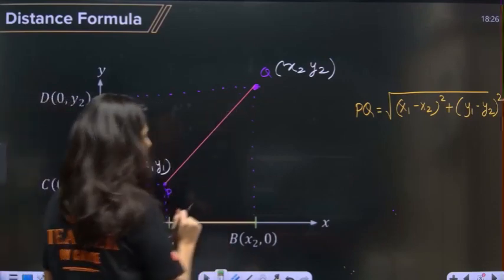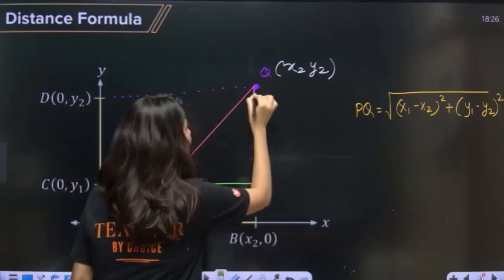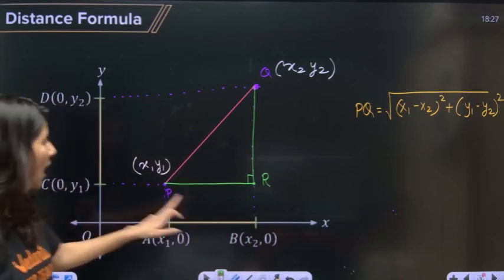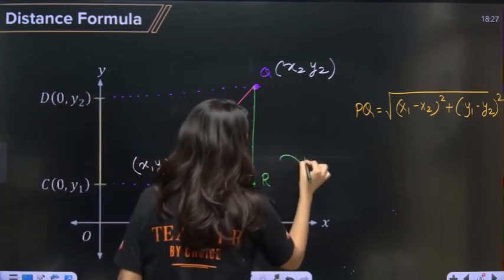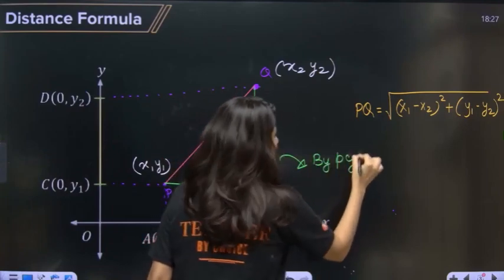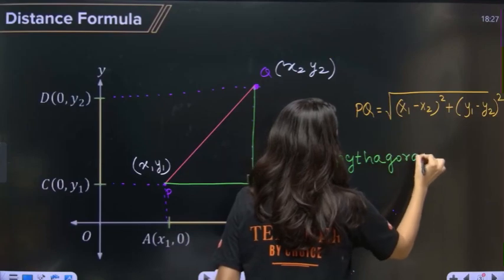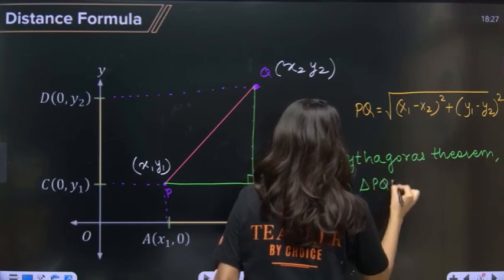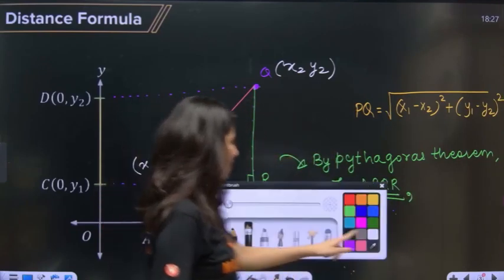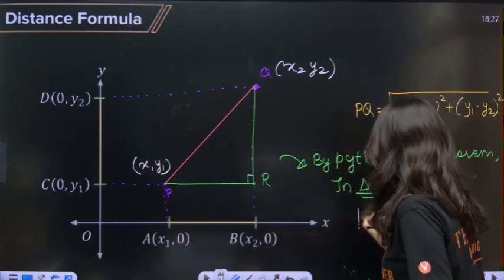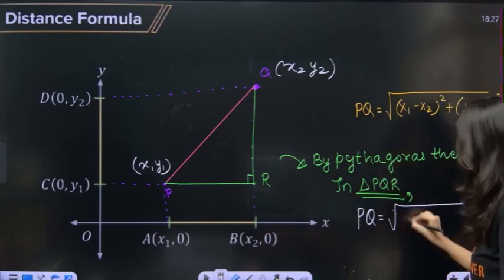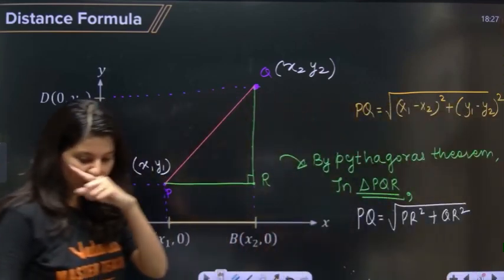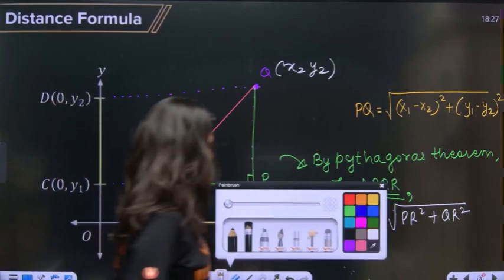So first of all, this is your PQ. Now I am going to draw a right angle triangle, and let me mark the third vertex as R. In triangle PQR, by Pythagoras theorem, this is the hypotenuse, so PQ square is equal to PR square plus QR square. Yes or no, everybody? Correct.